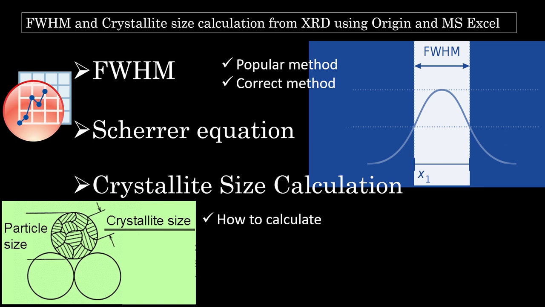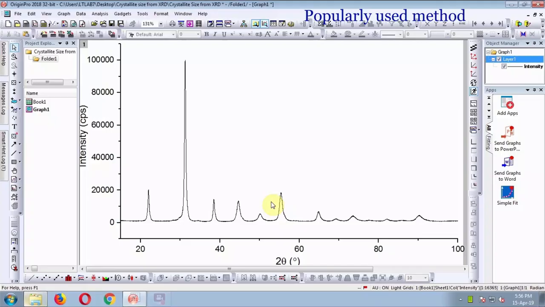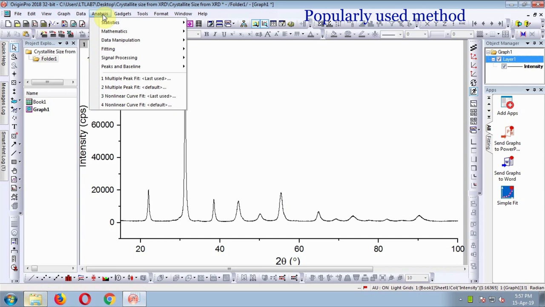One, manually writing the formula. Or, alternatively, using my templates as an automatic calculator. After plotting the data, go to Analysis. Choose Peaks and Baselines, and then select Multiple Peak Fit.